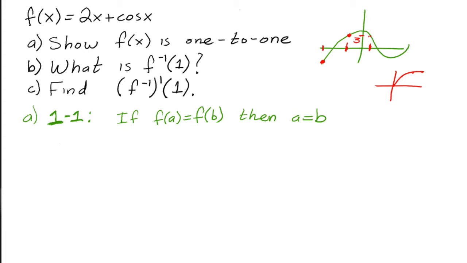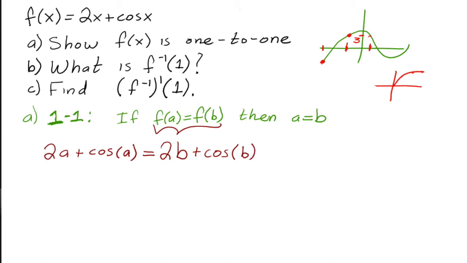analytically. So what we do is first, we start off with the assumptions. So we go, okay, f of a, which is just plugging a into this function. So we would get 2a plus cosine of a is equal to f of b, so this would be 2b plus cosine of b. So those are our assumptions.